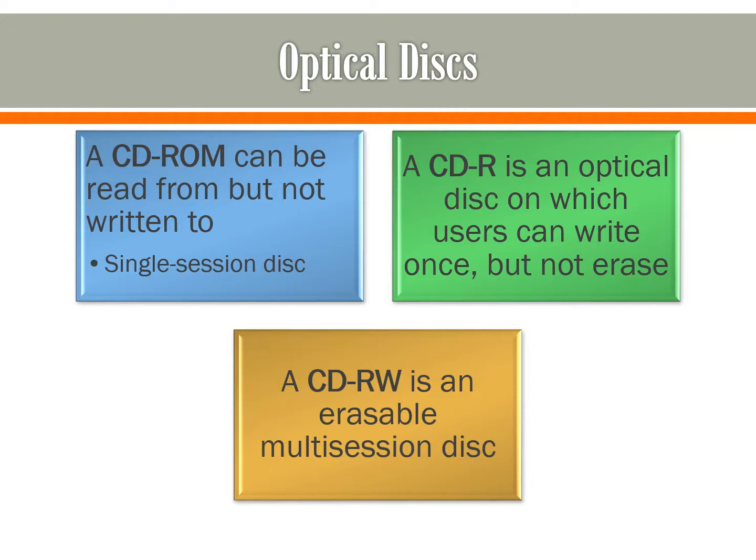CD-ROM, compact disc read-only memory, can be read but not written to, meaning that you can read what is in the CD, but you cannot save something. CD-R, you can save once, but then you cannot erase the thing that you have saved. CD-RW are erasable, meaning that you can save and then you can delete, and so on.